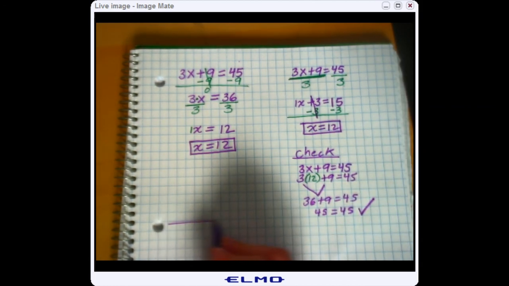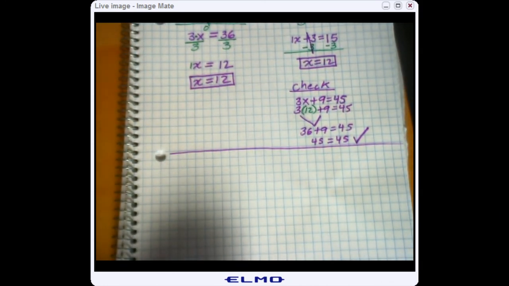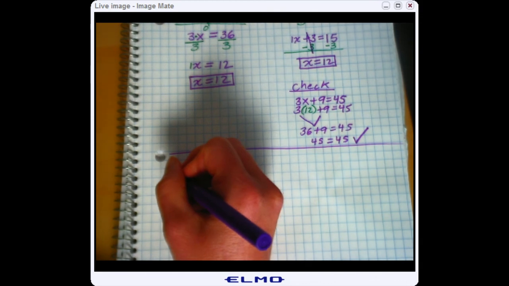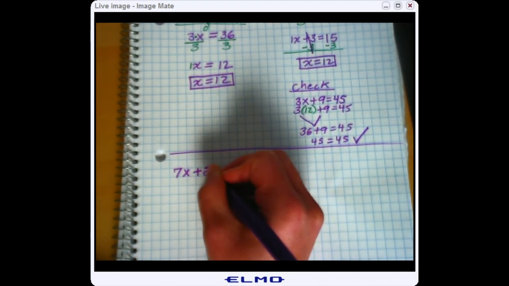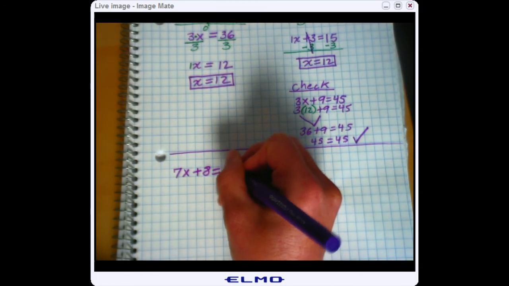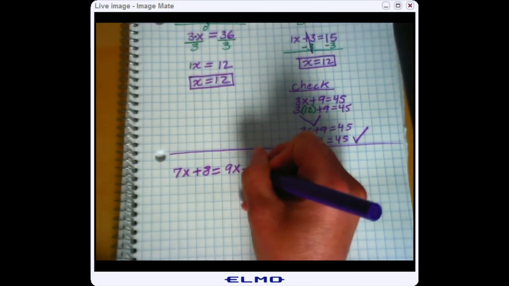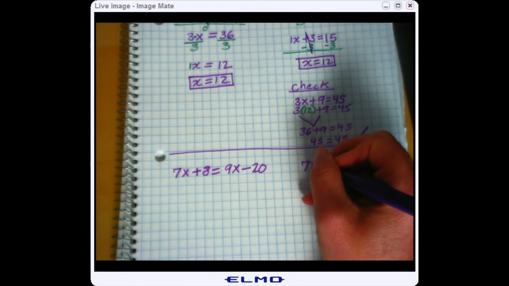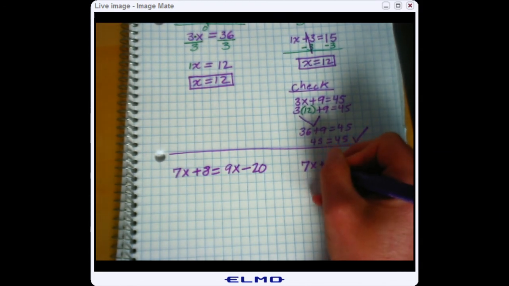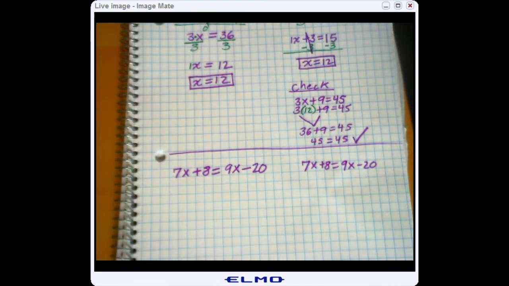Okay, we're just going to do one more problem that's a little bit more complex. Okay, so let's say I have something like 7x plus 8 equals 9x minus 20. Okay, and again, I'm going to show this two different ways because there are many ways you can go about solving equations. There is not one way, okay?